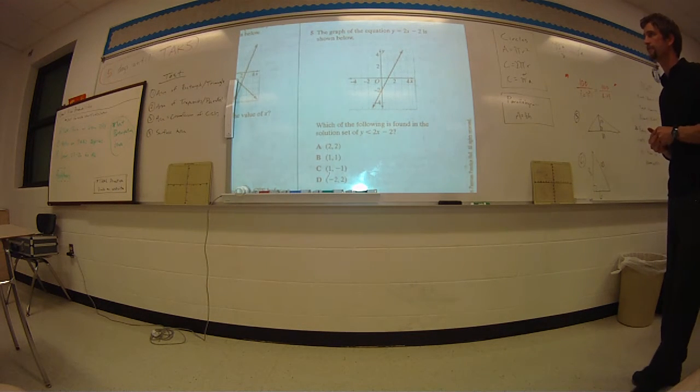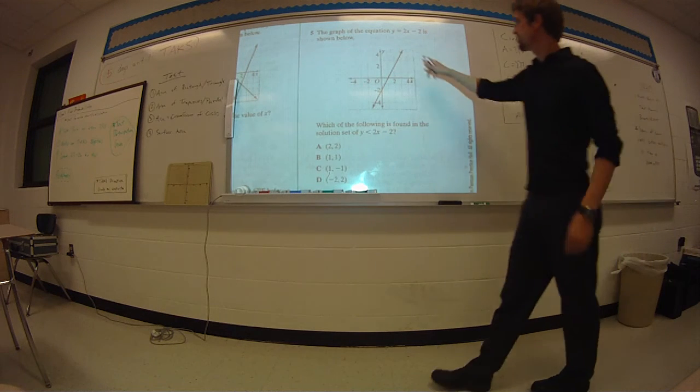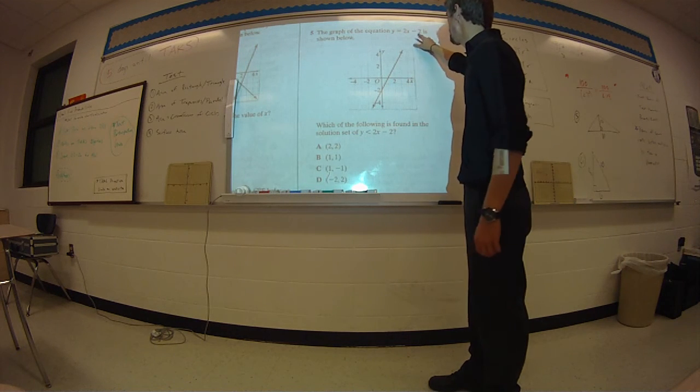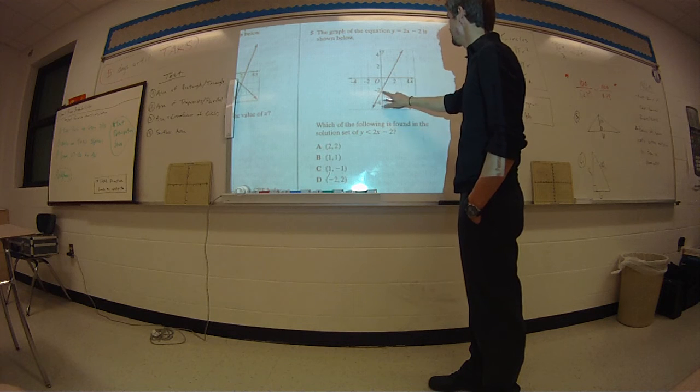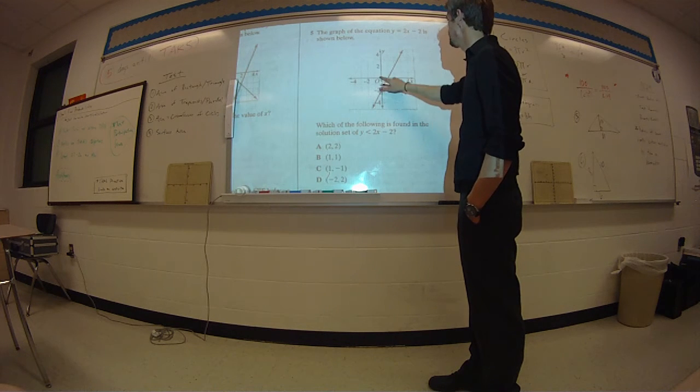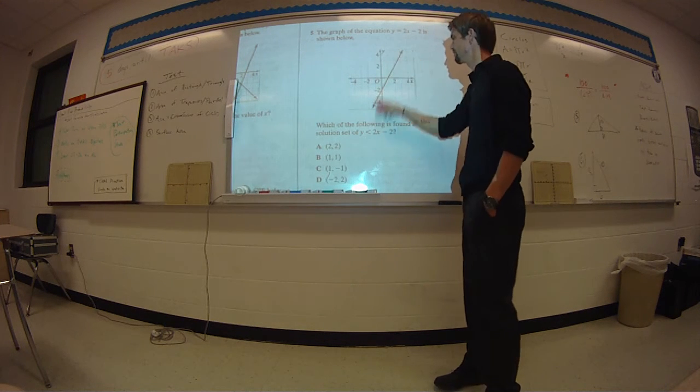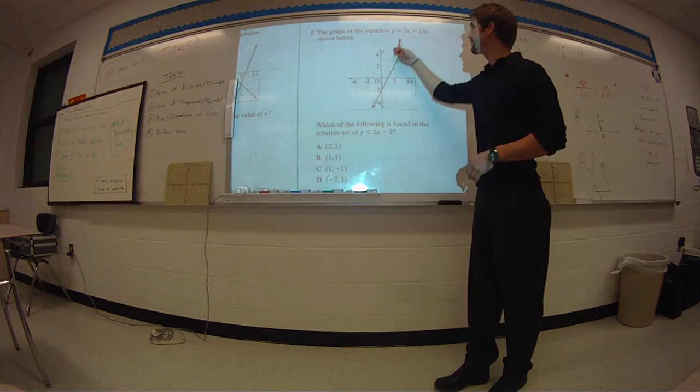All right. The graph of the equation y equals 2x minus 2 is shown below. Remember, this is the y-intercept, negative 2. Slope is 2, which is 2 over 1, up 2 over 1, up 2 over 1. Just to give you a quick review on lines.